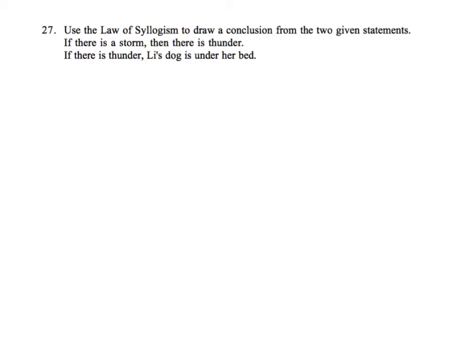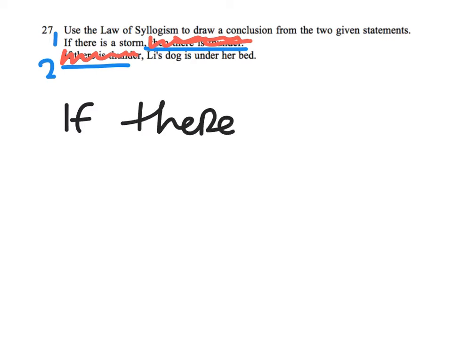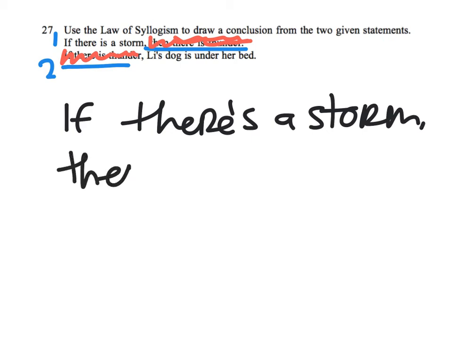27 says use the law of syllogism to draw a conclusion from the two given statements. For this one, here's my first statement: if there is a storm, then there is thunder. And then my second statement says, if there is thunder, Lee's dog is under the bed. If the beginning of my second sentence and the end of my first sentence match, you can cancel them out. So we can get rid of them. Those two match, they're going away. And we're going to rewrite our statement as whatever's left. So if there is a storm, then Lee's dog is under the bed.